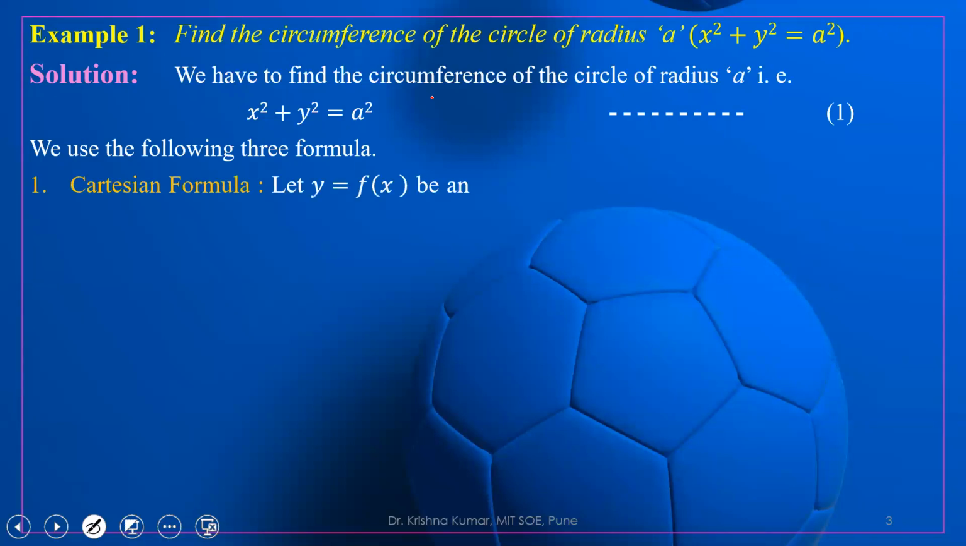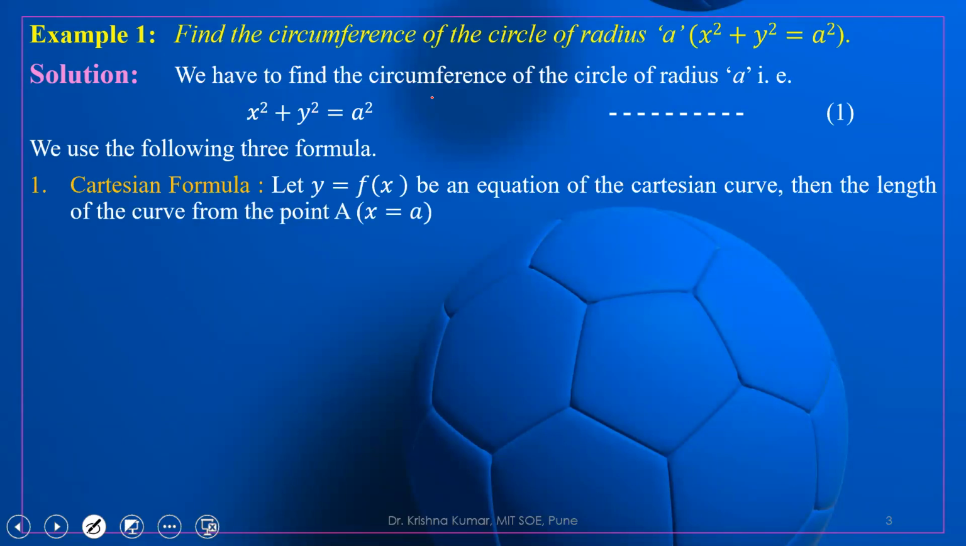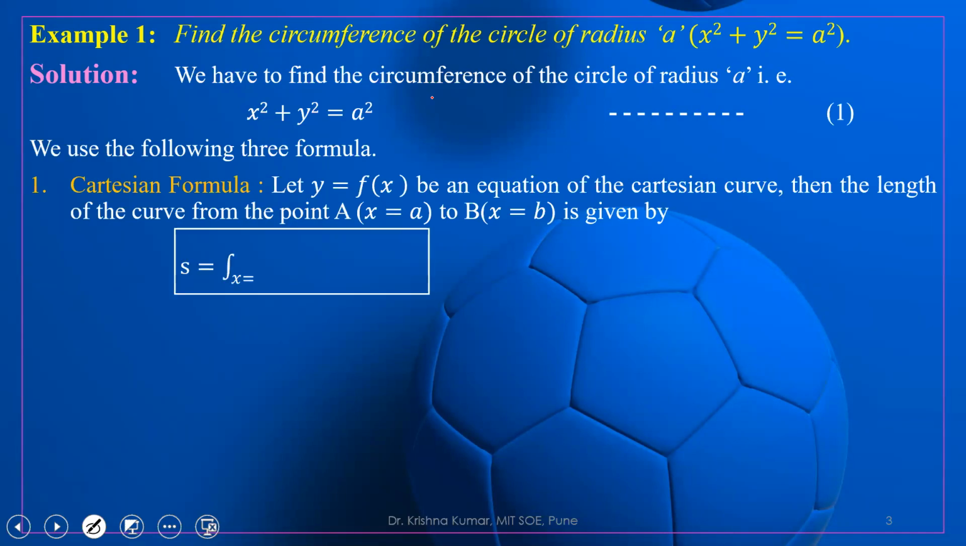So let us first use the Cartesian formula. Let y is equal to f of x be an equation of the Cartesian curve. Then the length of the curve from the point x equal to a to x is equal to b is given by s is equal to integration under the limit x is equal to a to x is equal to b root over 1 plus (dy/dx) whole square dx. Okay, equation number 2. Then what is from 1?